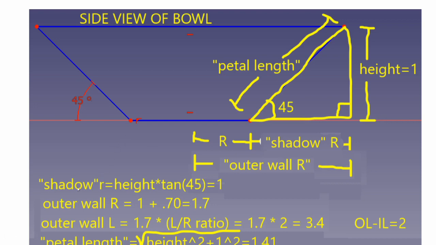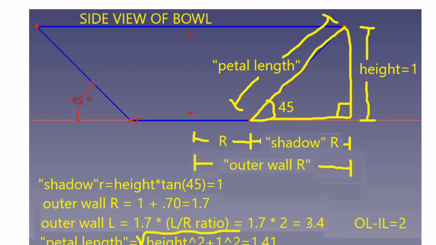Okay, so the shadow R is figured out by taking the height times the tangent of 45 degrees. And that just happens to work out to 1. Now we take the outer wall R, and we know that that will be equal to our shadow R, which we know is 1, plus R, 0.7. If you go back a few slides, you'll see that we figured out that this R here was 0.7, so 1.7. So now we know the outer wall R, okay? And like I said, the outer wall L will be this 1.7 times the LR ratio, which is 2. 1.7 times 2 equals 3.4. So now we know this outer wall R and the outer wall L.